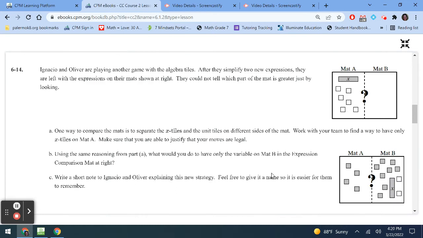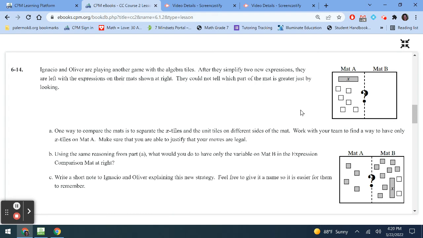614 says that the two boys are playing another game with the algebra tiles. After they simplify the two new expressions, they're left with the expression on their mat shown at right. So this right here is what they're talking about. Okay. So they couldn't determine which part of the mat was greater by looking.